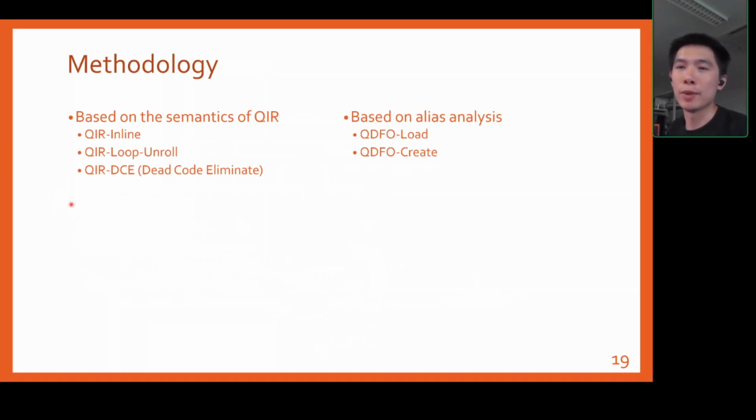Our optimizations are classified into 2 types: optimizations based on the QIR syntax, including QIR inline, QIR unroll, and QIR elimination; and optimizations based on the alias analysis, including QDFO load and QDFO create. We'll describe each of our optimizations next.